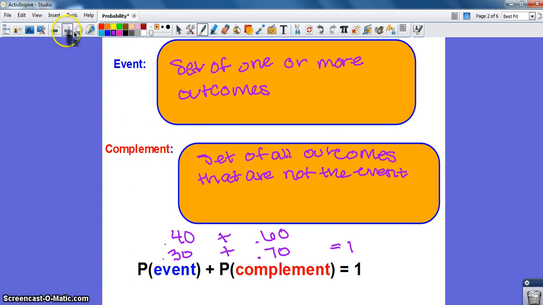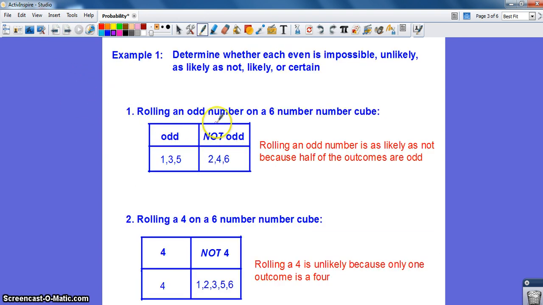So let's look at some examples here. We have our first example, and we're going to determine whether each event is impossible, unlikely, or as likely as not. These are the words that we learned on that first slide. Let's look at this first one. It says rolling an odd number on a 6-number cube, like on a die. The possible odd numbers are 1, 3, and 5, and the possibilities of it not being odd would be rolling a 2, 4, or a 6. I have 3 chances of getting an odd number, and 3 chances of getting a not odd number.